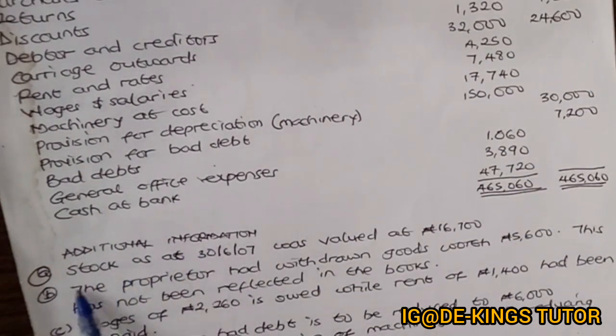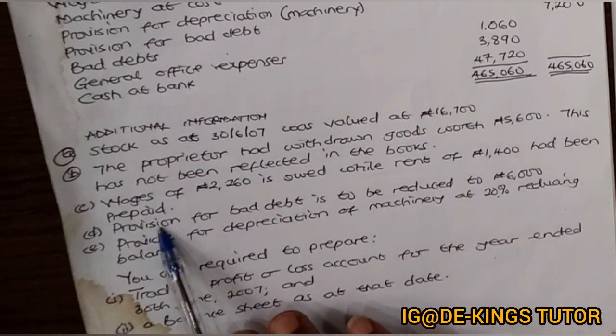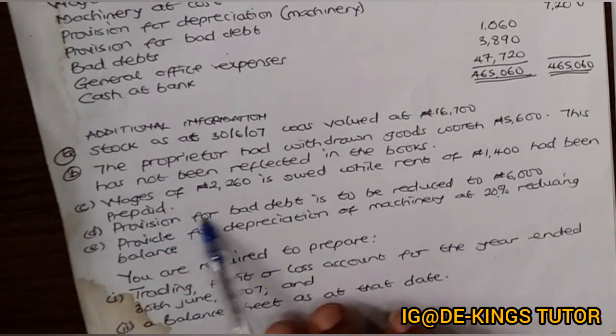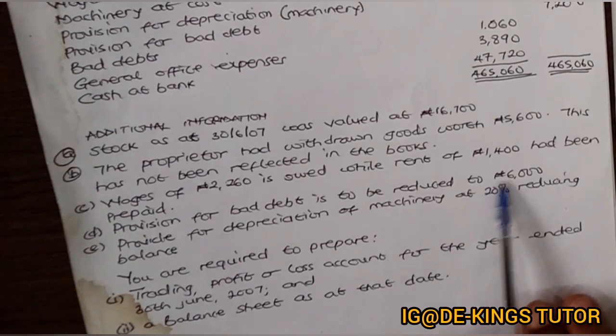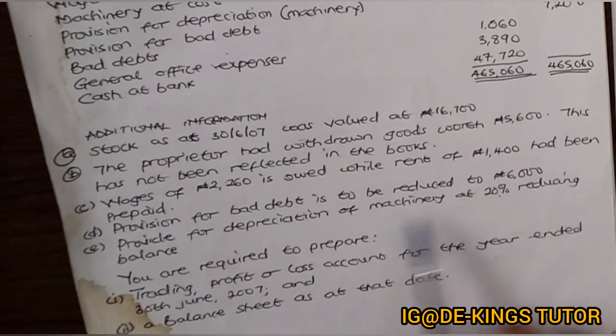Now the additional information states: A. Stock as at 30th of June 2007 was valued at 16,700 naira. B. The proprietor had withdrawn goods worth 5,600. This has not been reflected in the books. C. Wages of 2,260 is owed, while rent of 1,400 had been prepaid. D. Provision for bad debt is to be reduced to 6,000. E. Provision for depreciation of machinery at 20% reducing balance.